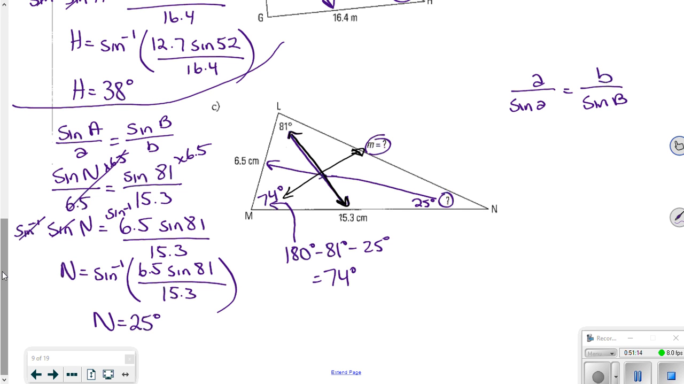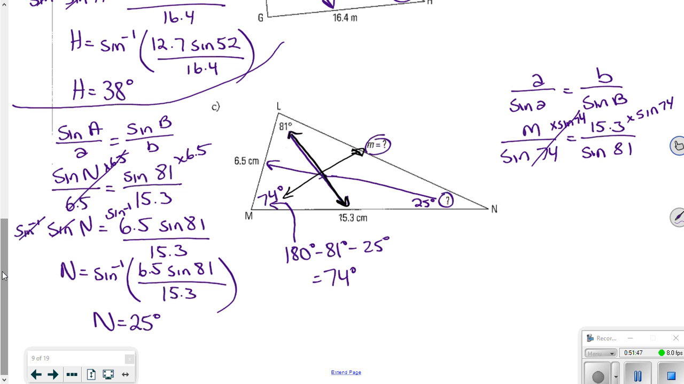Okay, so I'm going to go back to my 81 degrees and my 15.3 to be the pair where I know both sides. So the side I'm solving for is m. So I'm going to say m over sine of the angle directly across from it, which is 74, equals this other side that I know, 15.3, divided by sine of the angle directly across from 15.3, which is the 81. And I'm going to multiply to get the m by itself. So I'm going to multiply by this bottom, the sine 74, on both sides.